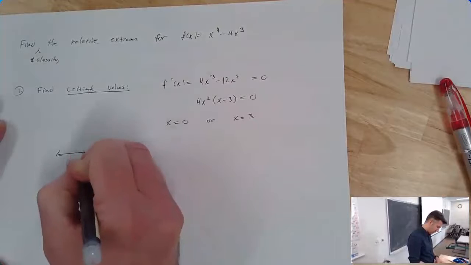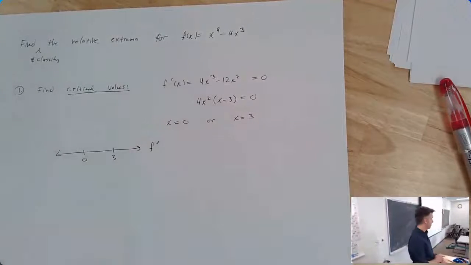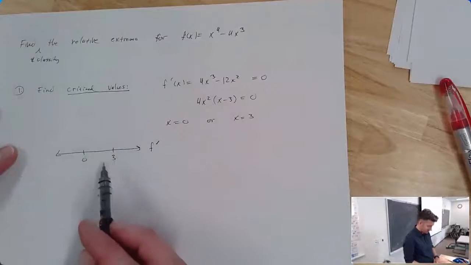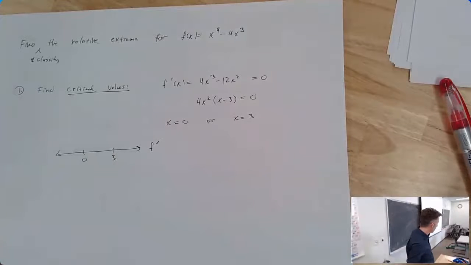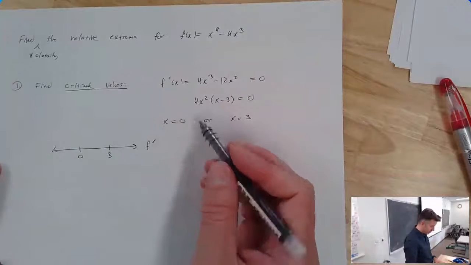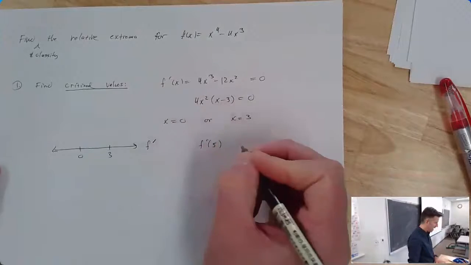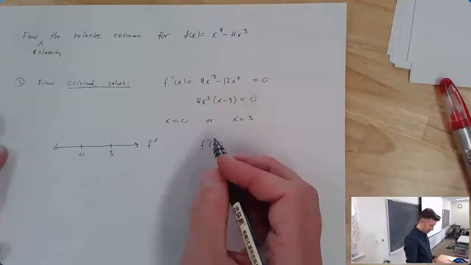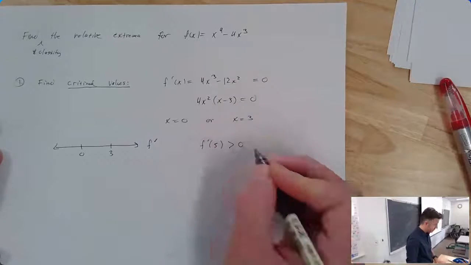So we put 0 and 3 on the number line, and I'm going to look at what my derivative is doing. Typically, we pick something as far right as you can, something bigger than your rightmost critical point. So I'm going to pick x equal to 5 and plug it into the derivative. I don't actually care about the value, I just care whether it's positive. f prime of 5 is going to be 4 times 5 squared times 5 minus 3. That's definitely going to be positive.